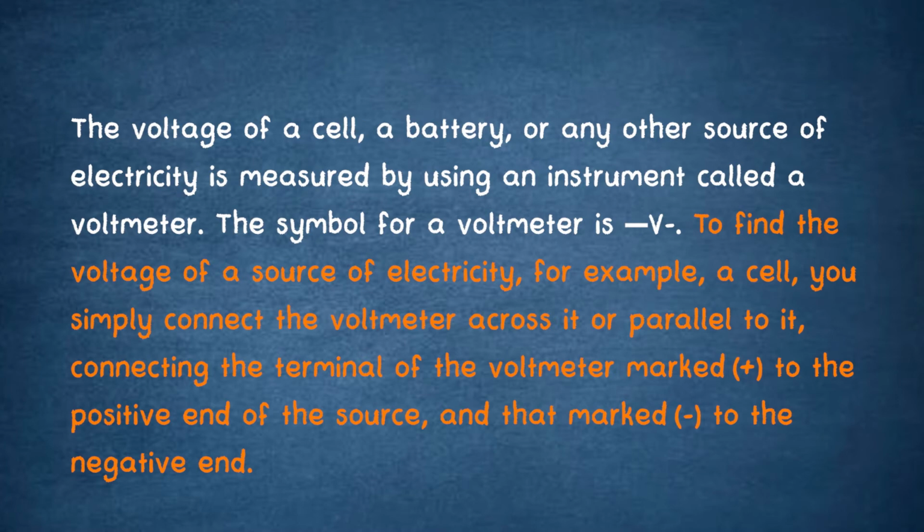And to find the voltage of a source of electricity, for example, a cell, you simply connect the voltmeter across your simple circuit, and it should be parallel, connecting the terminal of the voltmeter marked positive to the positive end of the source and that marked negative to the other end. So, boys and girls, let us dive into another demonstration of using a voltmeter.